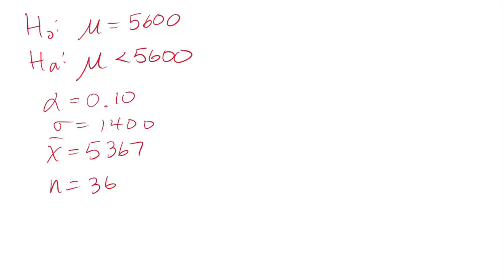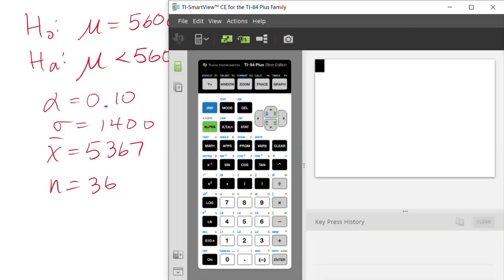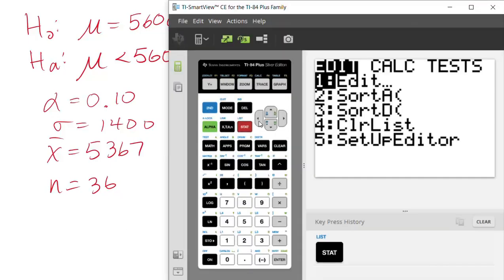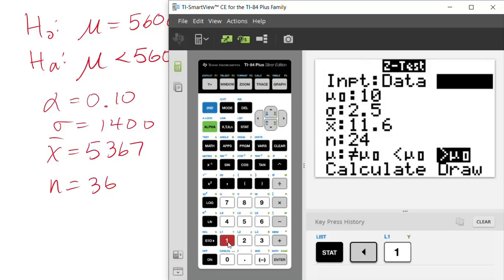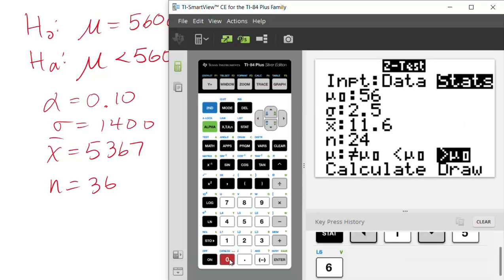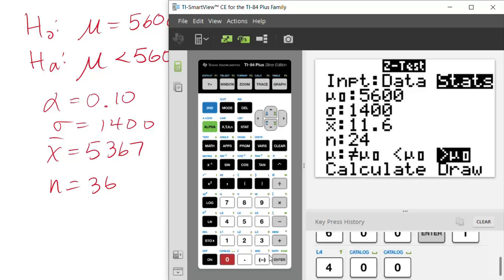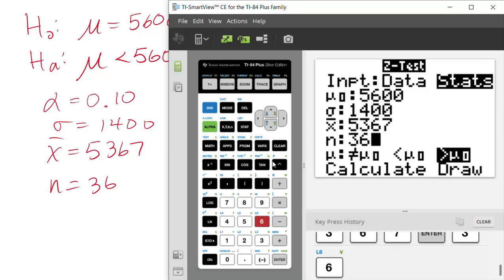This is where the calculator comes in. And I mentioned this at the beginning of the video. We could actually do this with normal CDF. We don't need ZTest. But ZTest is so convenient, so we're going to do it that way. Stat, scroll to tests. ZTest is choice 1. mu sub 0 is the number in the hypotheses, which is the mean from the previous year, $5,600. Sigma is $1,400. X bar is 5,367. N is 36, large enough to satisfy the central limit theorem.